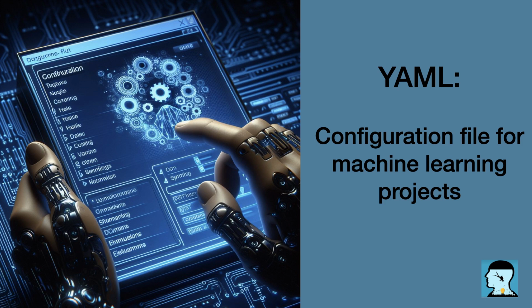Can you provide a practical example of how configuration files can be used to manage the resources allocated to machine learning models, such as CPU, memory, and GPU usage?